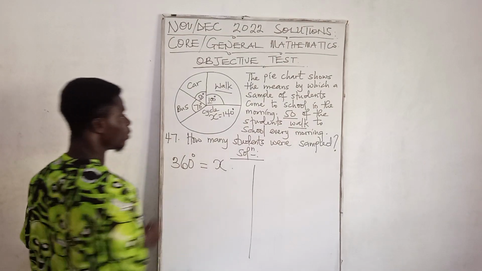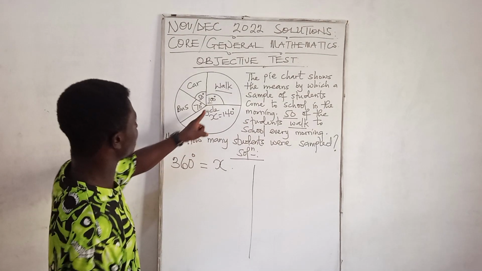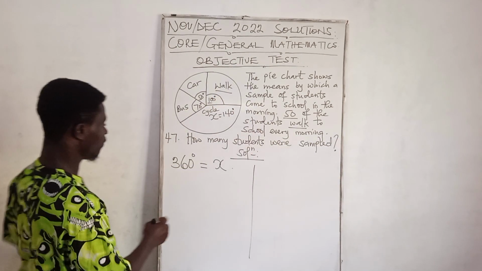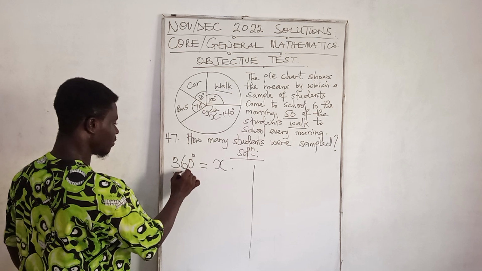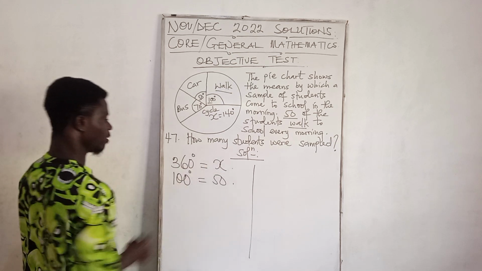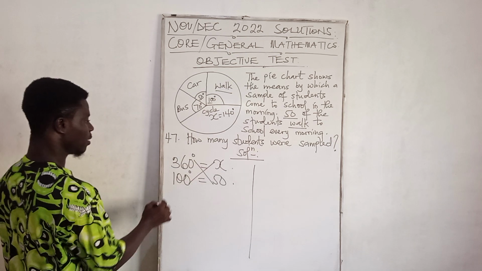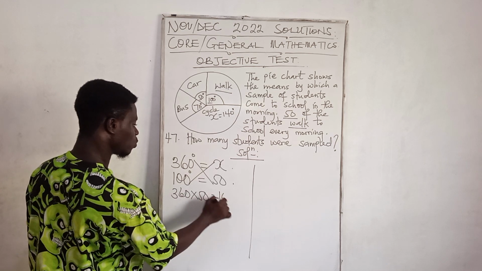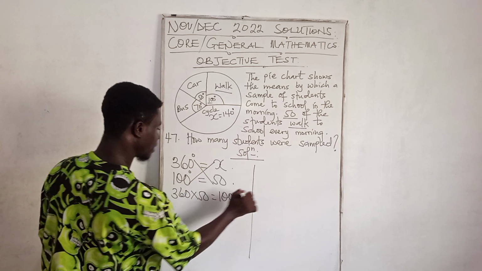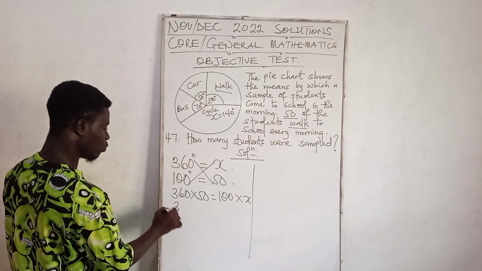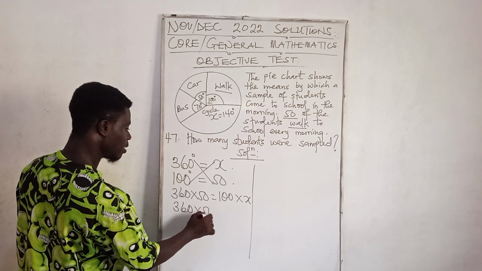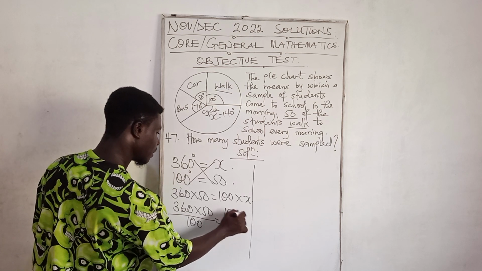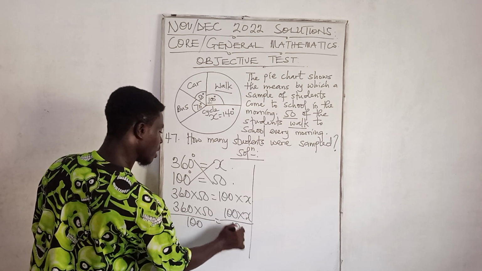We don't know it, so I can use x. Then we can say that walk is 100 degrees. We know the number, which is 50. So 100 degrees equals 50. So we can do cross product here. I get 360 times 50 equals 100 times x. Now we divide both sides by 100, which is the coefficient of x.